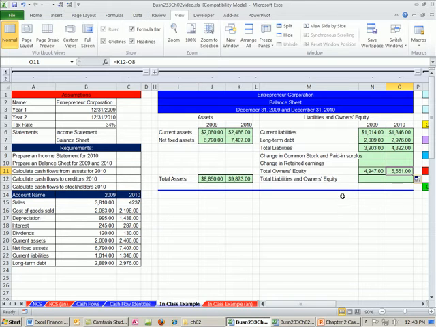Now, so we backed into that. And certainly we can now check to see if this is right. I'm going to say equals total liabilities plus total owner's equity. And then copy it over because it's a relative cell reference. OK, so we got that right.